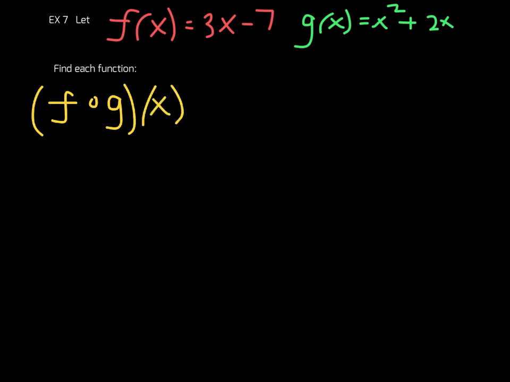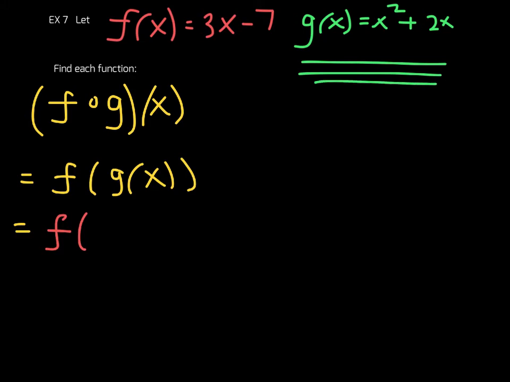This is the first function they want you to find. All right, let's work this out together. By definition, we know that this is the same as f of g of x. I know that by definition. Now, the way this is going to play out is f of, now watch this, g of x, which is the same thing as, you can see up here, I'll highlight it for you to draw your attention, x squared plus 2x.